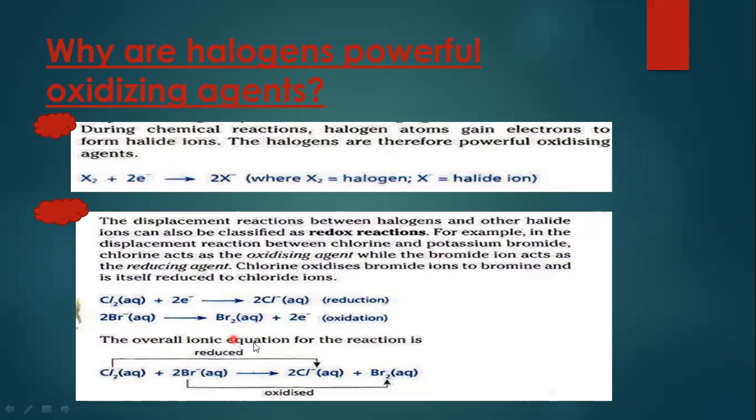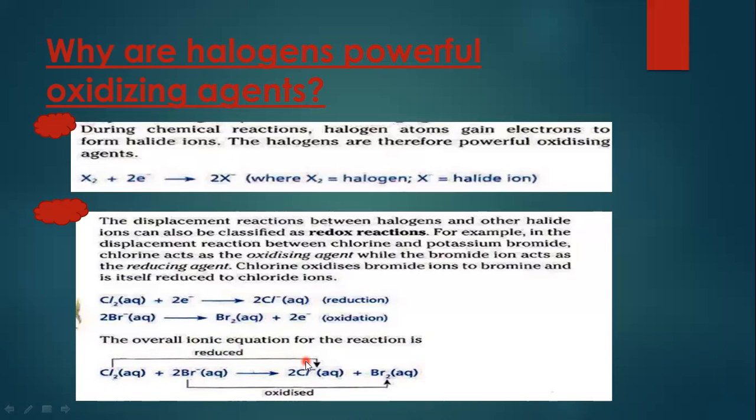Okay, the overall ionic equation for the reaction is represented here. Chlorine plus bromide ions convert into chloride ions and bromine. So here chlorine is converted into chloride. It means that chlorine is undergoing reduction, while bromide ions are undergoing oxidation. So here chlorine is acting as an oxidizing agent.